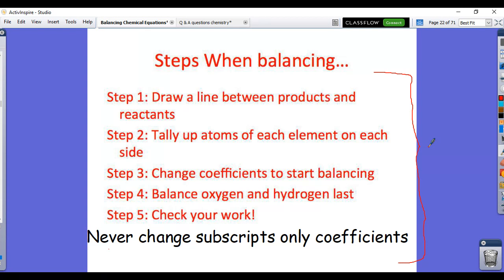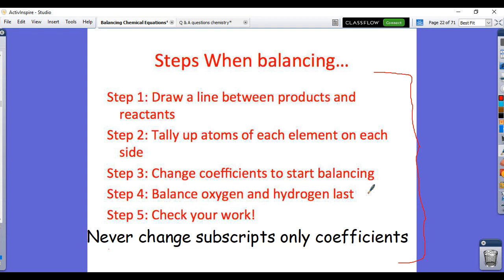So you want to draw a line that will separate your product side and your reactant side. Then you want to count the number of atoms on each side. Then you will either add or change coefficients.